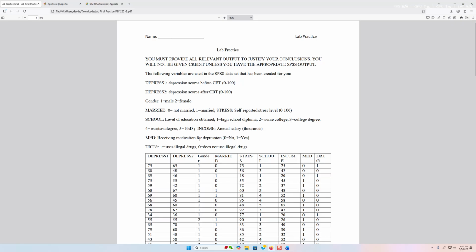Medication, receive medication for depression, is categorical or nominal. 0 no, 1 yes. Only 2 groups here. See how school has multiple groups? Medication, only 2 groups. Gender, only 2 groups. Married, only 2 groups. That plays a role in your analysis. And then drug, only 2 groups. Categorical again. Uses drugs or does not use drugs. So those are the descriptions of the variables.